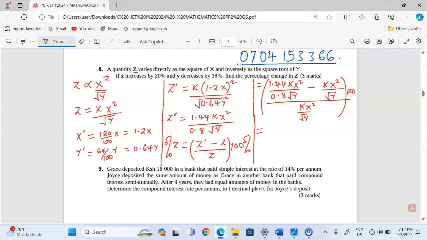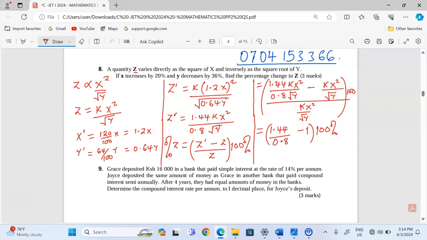So let me work it out. First of all, I'm going to factor out k x squared divided by root y. When I factor out, it will cancel with the 1 at the denominator, and that means we shall remain with 1.44 out of 0.8 minus 1, then we express this as a percentage. So 1.44 divided by 0.8, then we subtract 1.